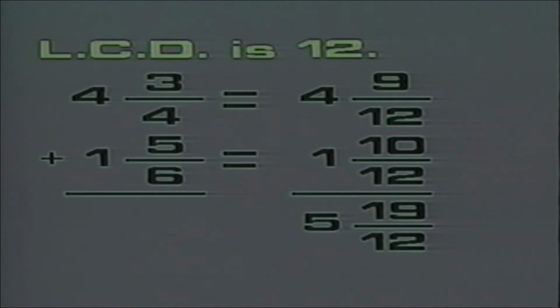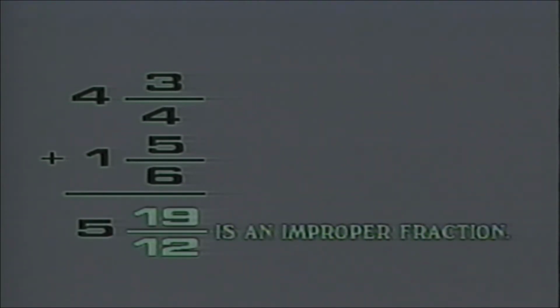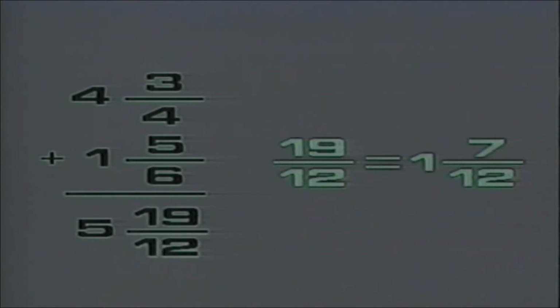Correct. But 19/12 is an improper fraction. Change it to the mixed number 1 and 7/12. Now combine 5 with 1 and 7/12. The result is 6 and 7/12.